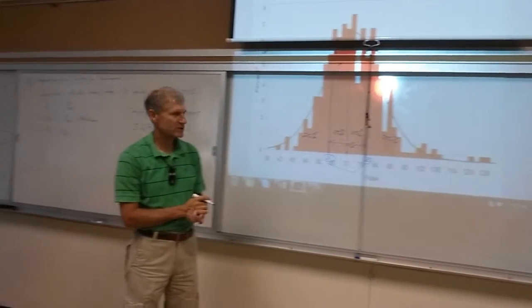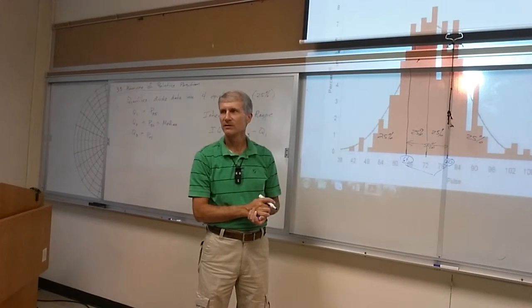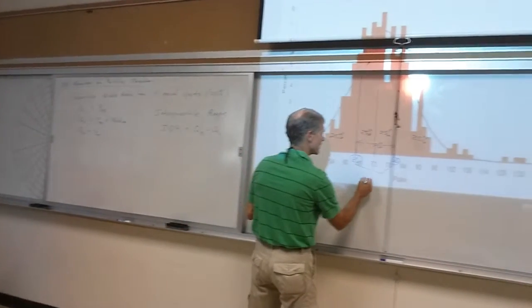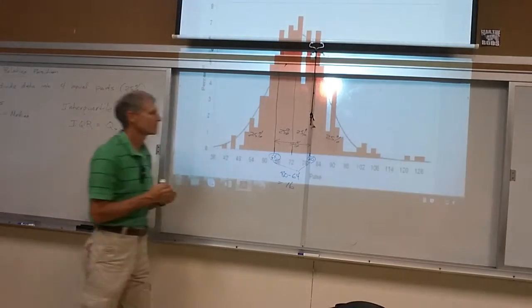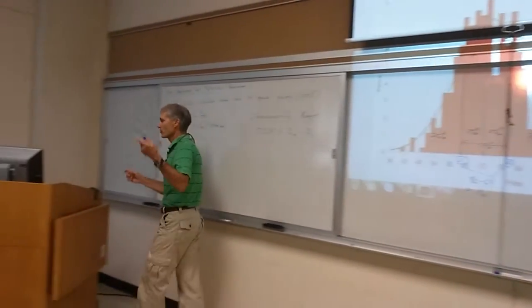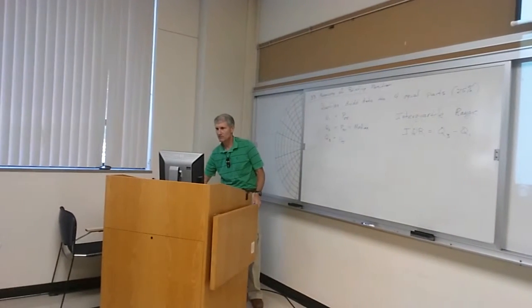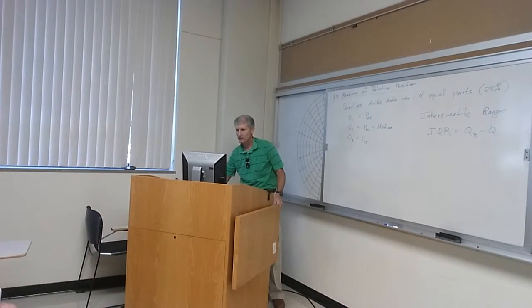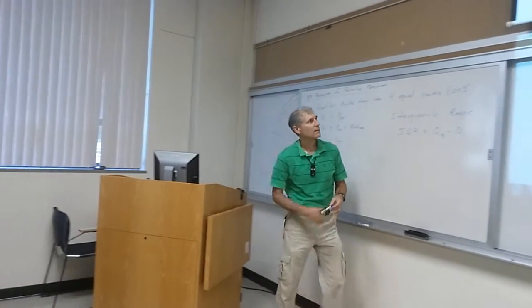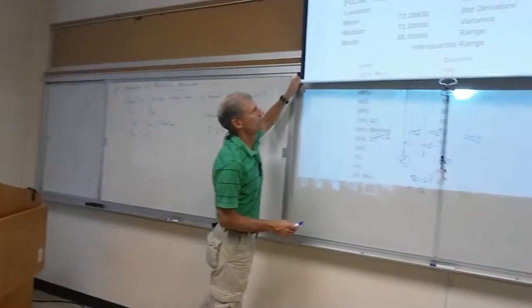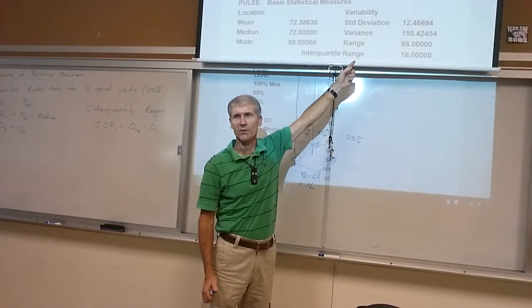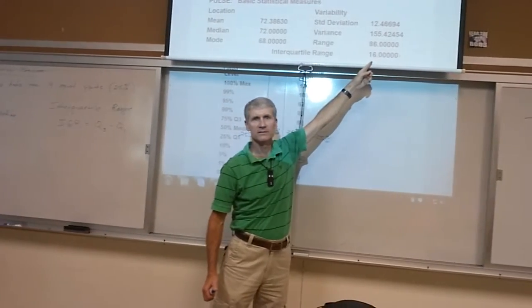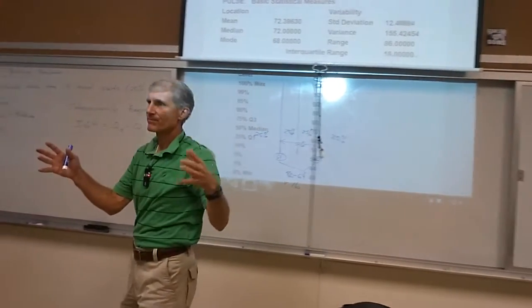So what is the interquartile range for the pulse data? 16. 80 minus 64 equals 16. Now go back up to the software output. Notice right here it automatically outputs interquartile range 16. It's a measure of spread.